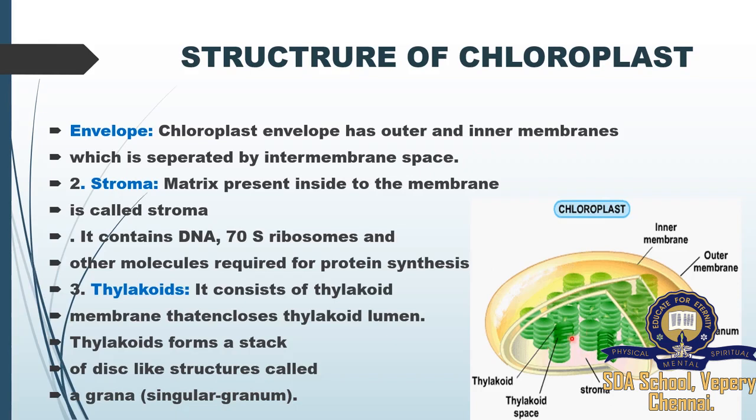Otherwise, we can call this one a grana. That is one singular thylakoid space. We can say it as a singular granum. This is the structure of chloroplast. Chloroplast is nothing but a colorful pigment giving the color of the leaf.